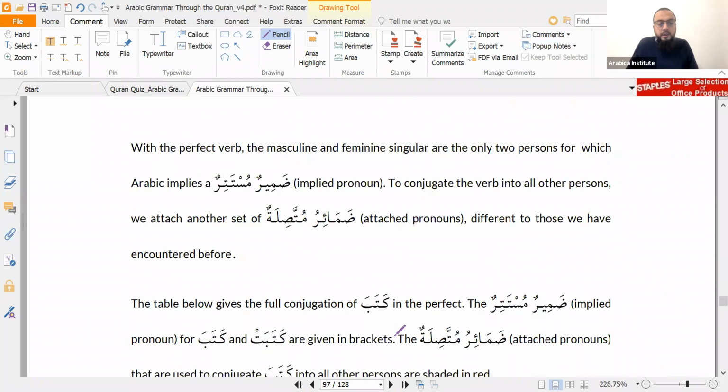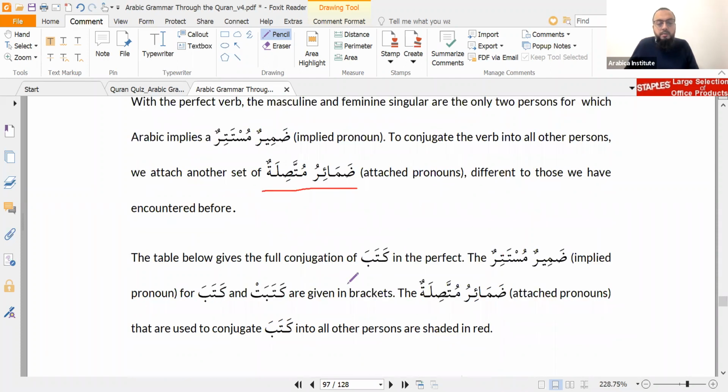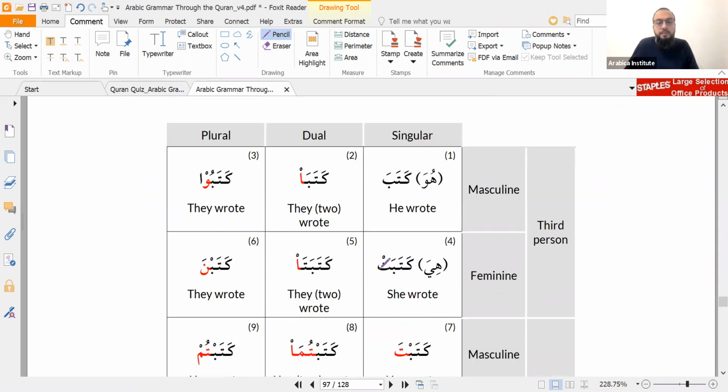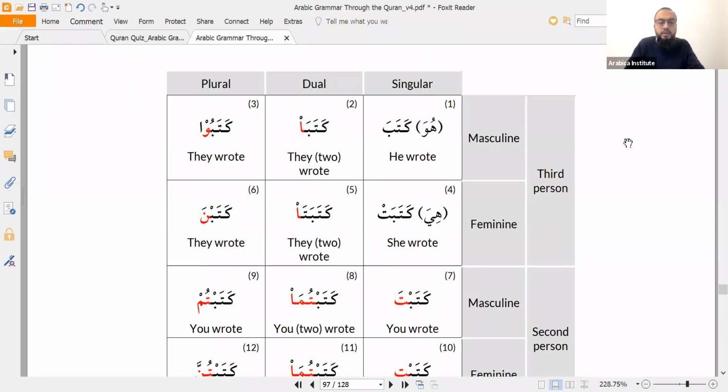Right. Now, only those 2 contain a damirun mustatirun. The other verbs in Arabic contain what we call a damirun muttasilun, an attached pronoun, which is used to conjugate the verb. So we're going to have a look at what that looks like. So here we have the 14 persons of the verb. Let me see if I can get this all in one screen.